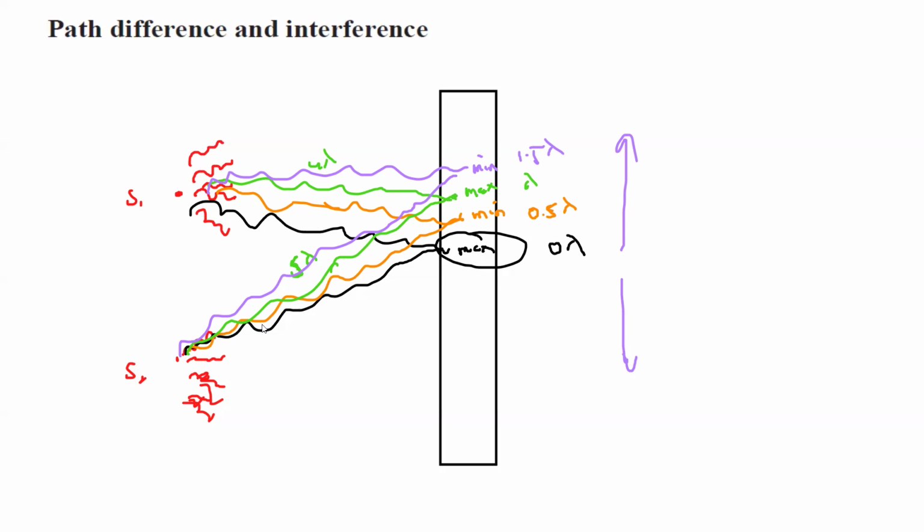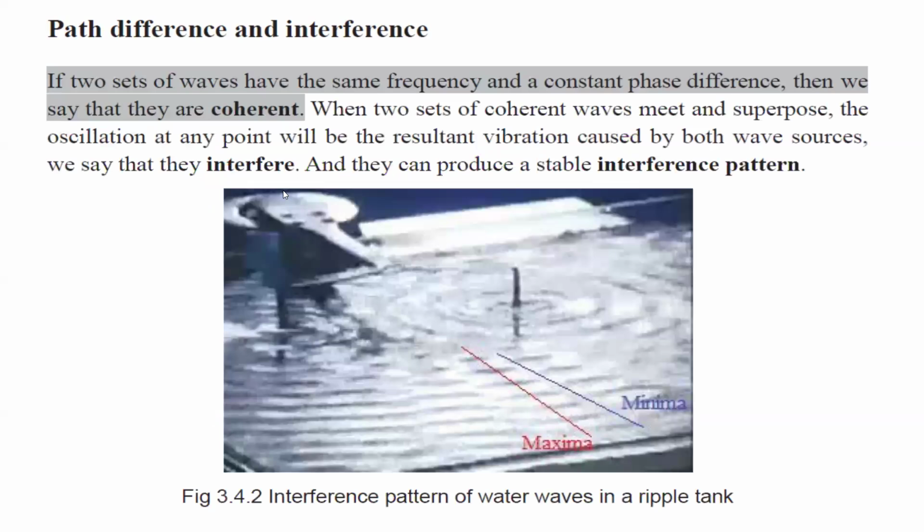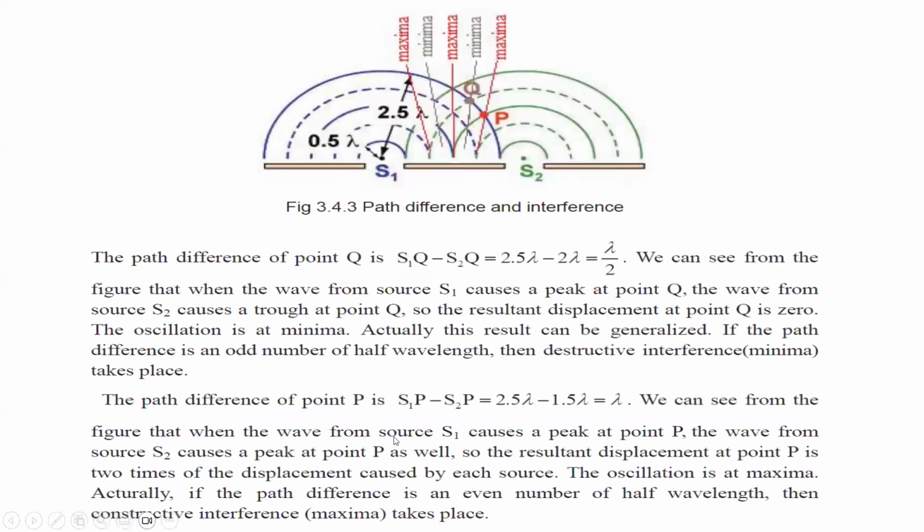So when the waves combine, in some regions they have a path difference of one wavelength. How do we know if it's a maxima or a minima? You have to work out the path difference according to the question.